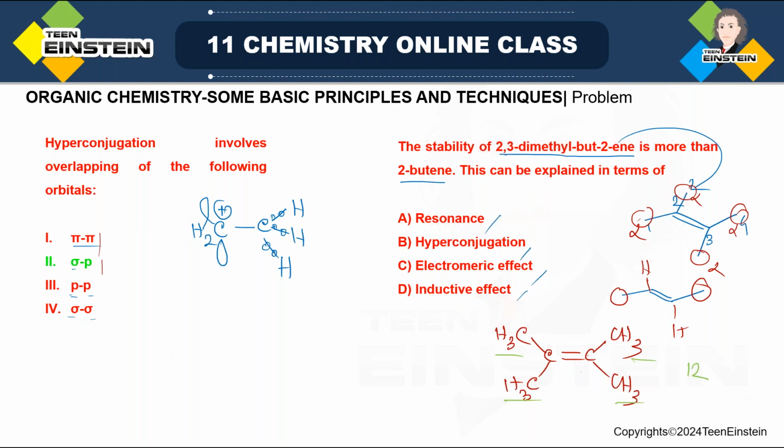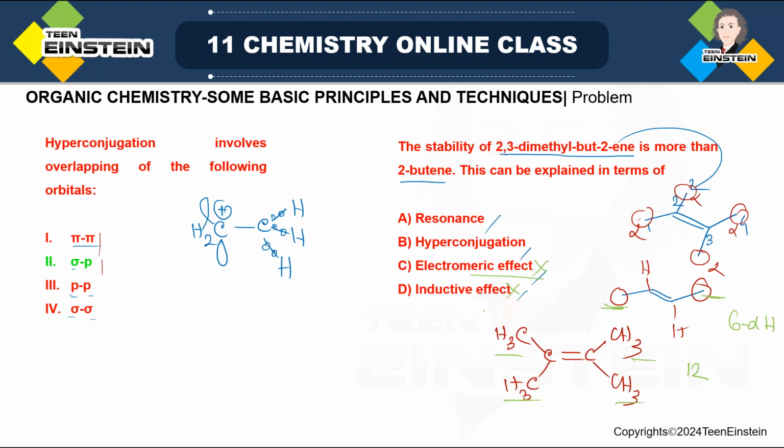So these are hyperconjugable hydrogens. But in the case of 2-butene, you have only 2 methyl groups, so a total of 6 alpha hydrogens. So because of the higher number of alpha hydrogens, it will be more stable, and that is because of hyperconjugation. It has nothing to do with the electromeric effect, because in the electromeric effect you have to use some outside reagent that you are not using here. And the inductive effect is only for sigma bonds. So these 2 you can cancel.